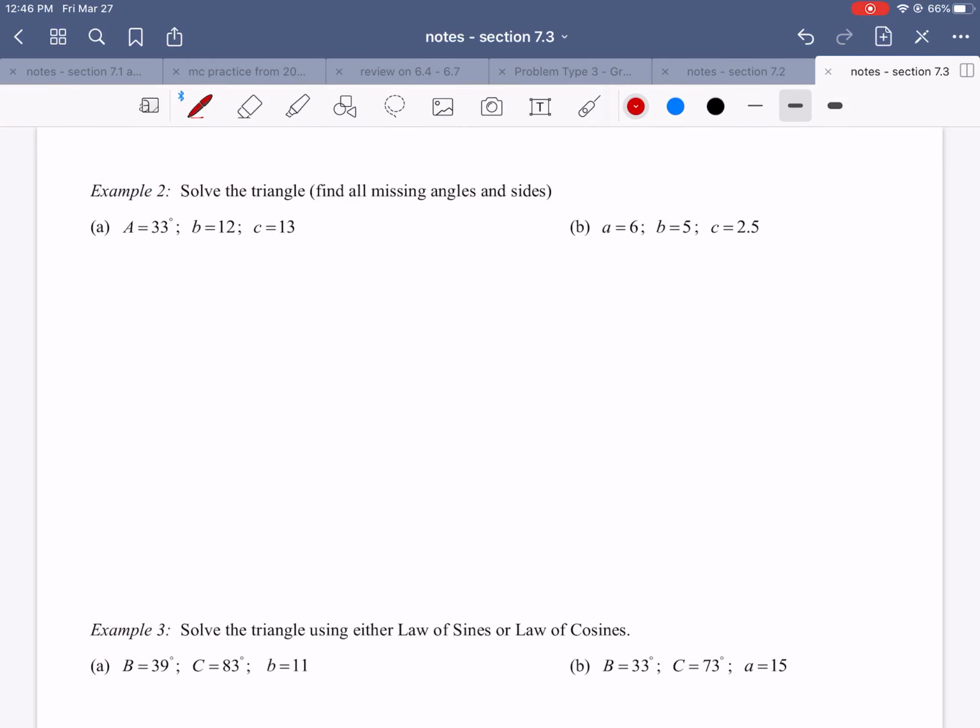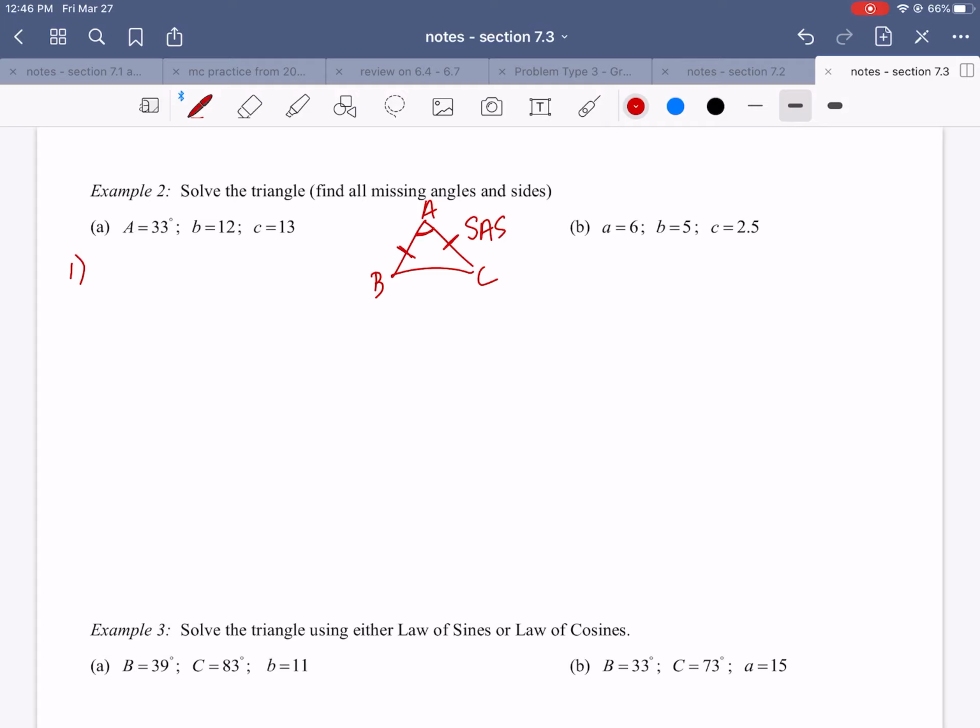Okay, in example 2, we're going to solve the triangle, which means we're going to find all the missing angles and sides. Now, in letter A, we're given capital A, side b, and side c. So if we let this be our triangle, we're given capital A right here. We are given side b, which is opposite of angle B, and we are given side c, which is opposite of angle C. And so what you realize is that this is side angle side, which means that we're going to use law of cosines.